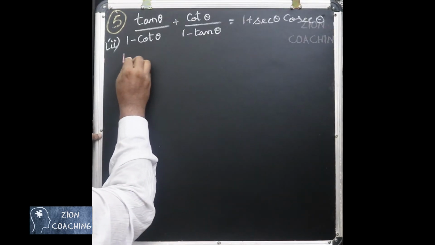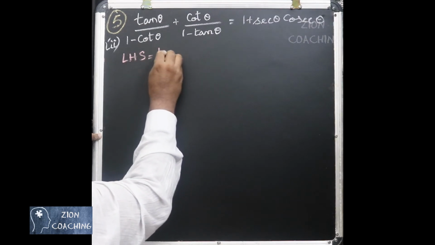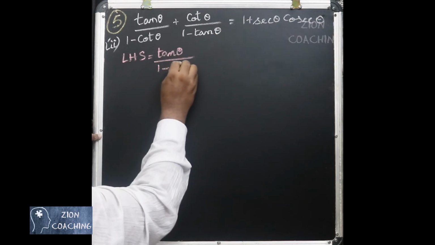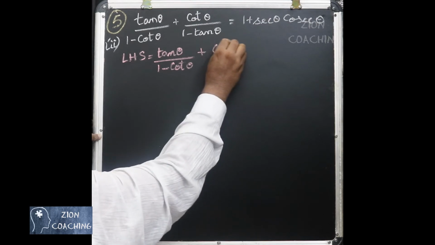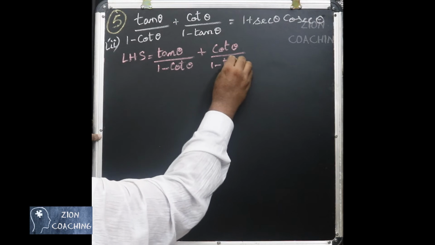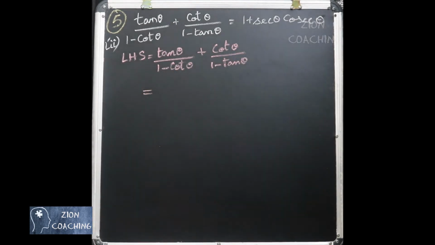Now we have our LHS is equal to tan theta by 1 minus cot theta plus cot theta by 1 minus tan theta. We are going to write all these ratios, that is tan and cot, in their simple forms, that is in terms of sin and cos.